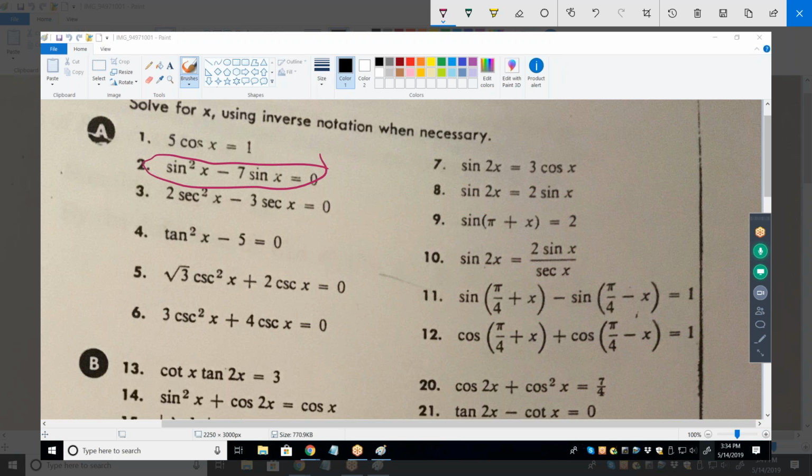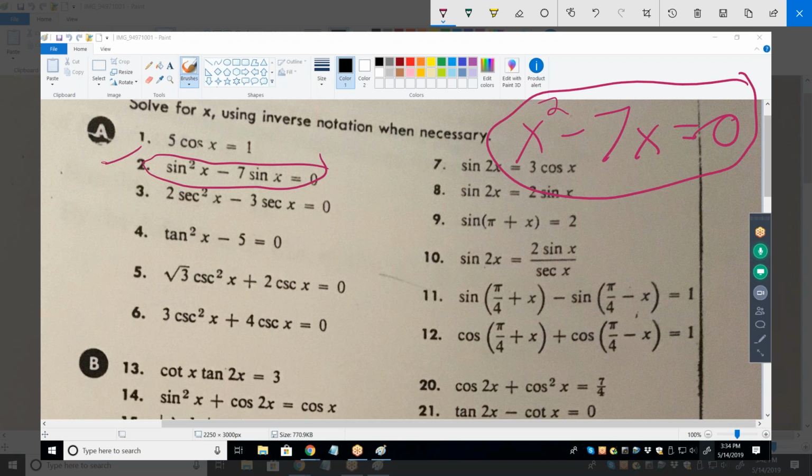So that is sine squared of x minus 7 sine x equals 0. Is that where we would use the sum or product formula? No. Whenever you see this, think of quadratic. This is a quadratic in sine x. It would be very similar if I had x squared minus 7x equals 0, a quadratic in x. So we solve these the same way. You would solve this one by factoring out an x.